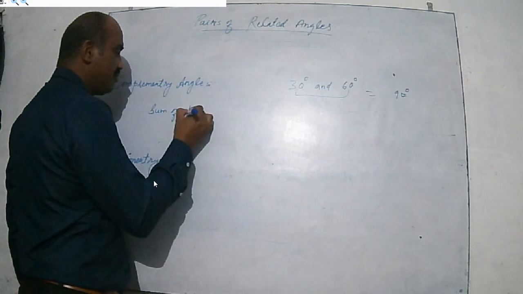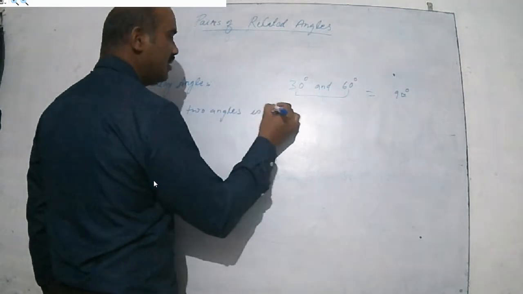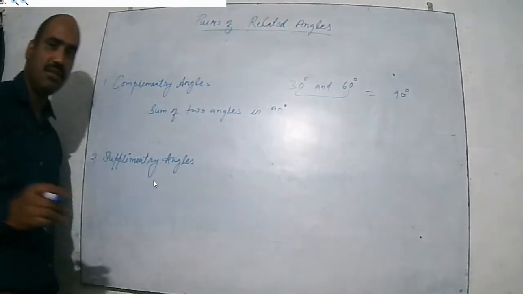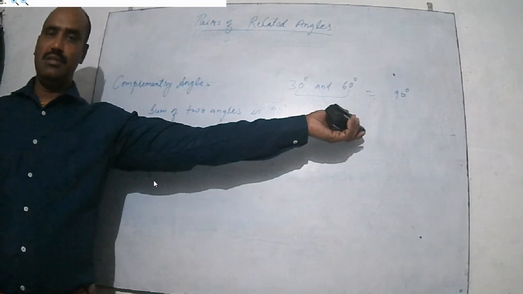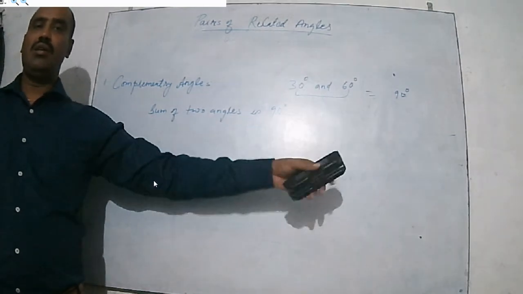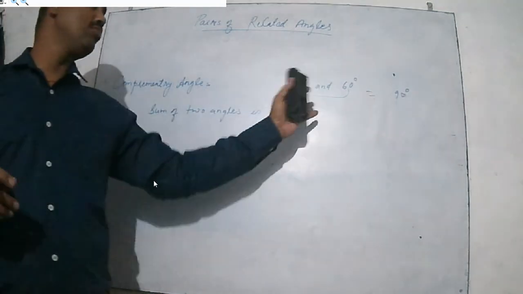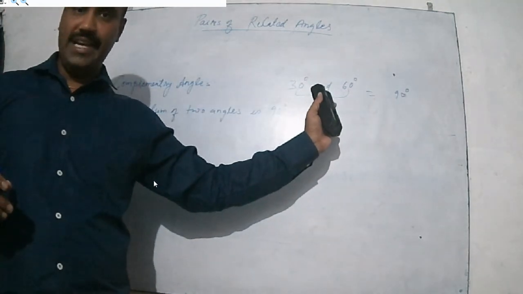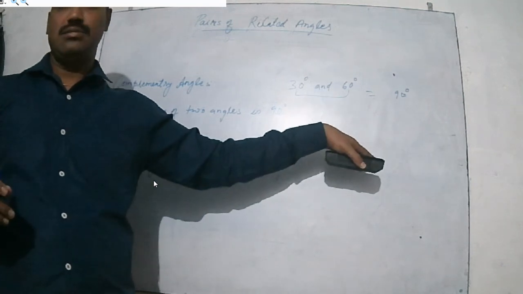In complementary angles, the sum of the two angles is 90 degrees. Okay, if it is less than or greater than 90, then it is not possible, and you can say that these two angles are not complementary. Neither less nor greater. Clear?